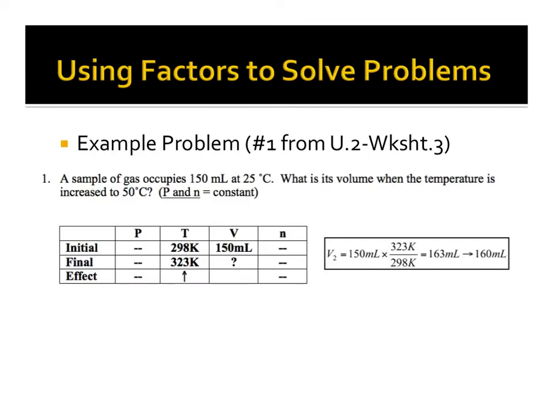Here is a little example that I already have out for us. We have 150 milliliters, which is what we placed here initially, and it's at 25 degrees Celsius. You'll notice that in my problem I put 298 Kelvin. That's because I took the 25 and I added 273 to it to get 298. Then it's asking for what's our new volume, hence the question mark there, and it says at 50 degrees Celsius, but again, we added 273 to it to get 323 Kelvin.